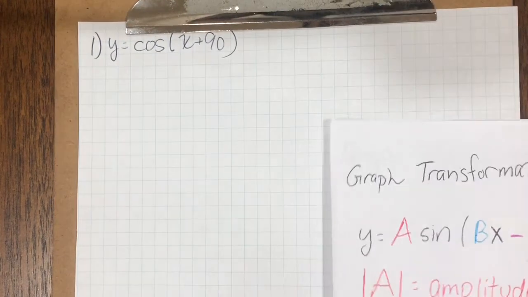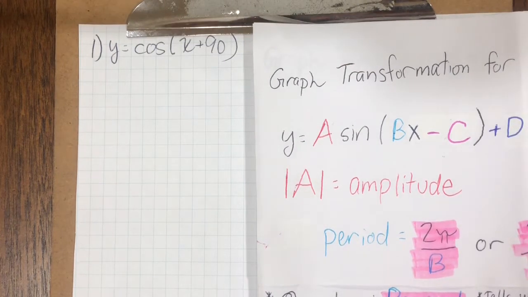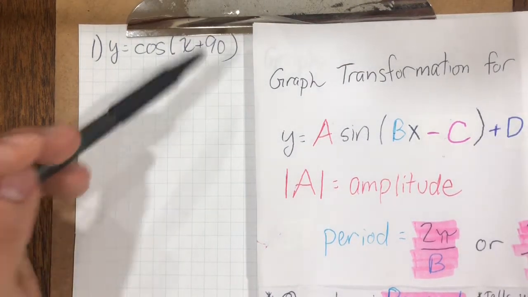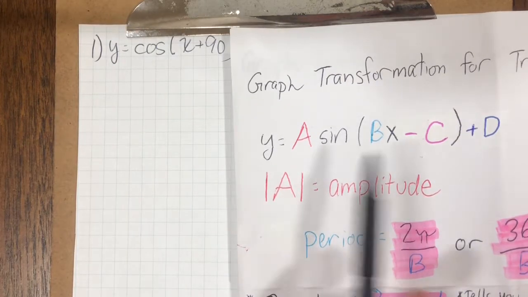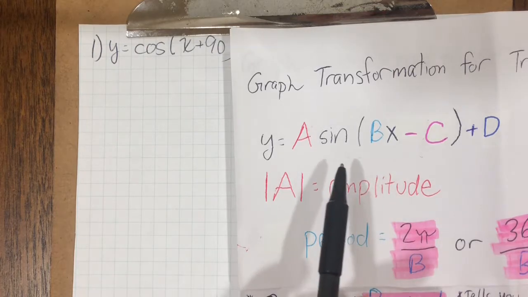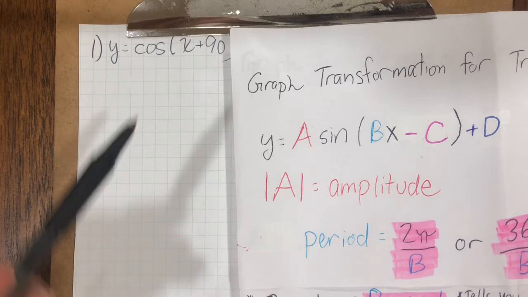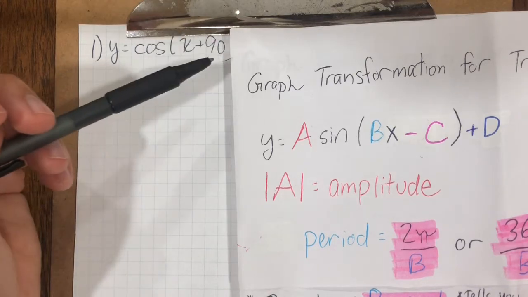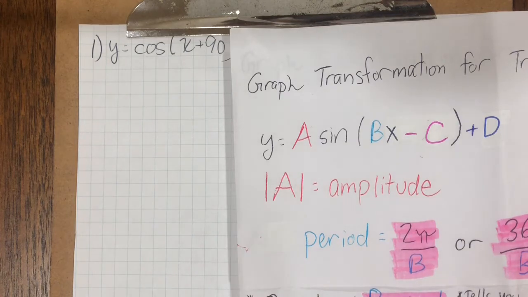Let's take a look at the first example, where we have y equals cosine of (x plus 90). If we compare the function we're given to the setup of the graph transformation function, we see that we only have one kind of number, which is in the same spot as C. So it's only going to be one kind of transformation that's going to happen for my cosine graph.